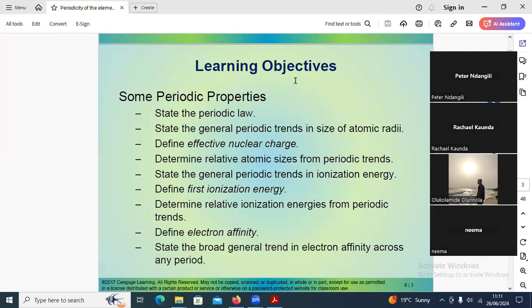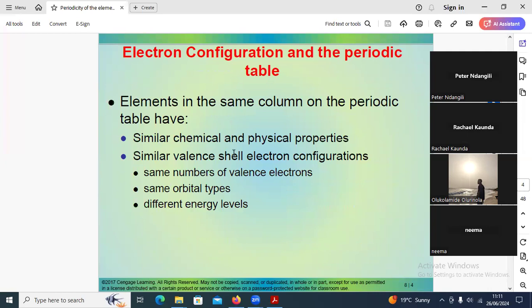Today, I want us to look at the periodicity of elements of the periodic table. And when we talk about periodicity, we will be looking at how the properties of these elements change as we move from one element to another in the periodic table.